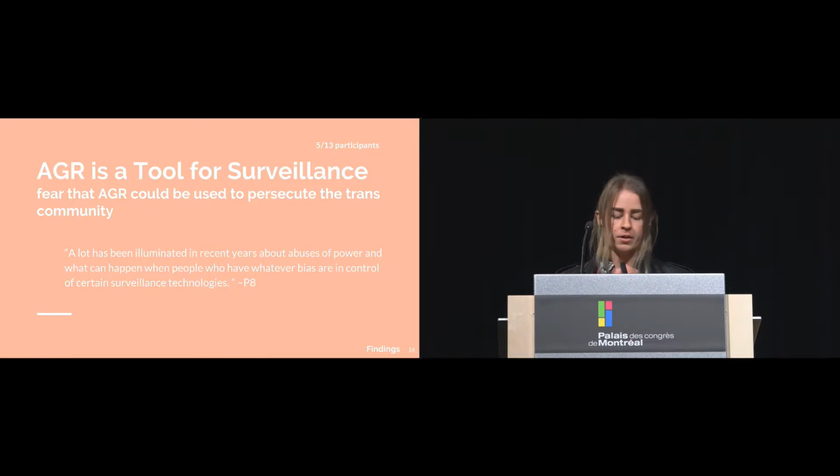Fear that surveillance by automatic gender recognition will be used to persecute the trans community was perceived as very uncomfortable and invasive for them. P8 specifically in this example compared automatic gender recognition to histories of surveillance used against queer communities and communities of people of color. They also said that a lot has been illuminated in recent years about abuses of power and what can happen when people who have whatever bias are in control of certain surveillance technologies. These fears range from being kept out of public bathrooms to being physically brutalized by someone who they were outed to.